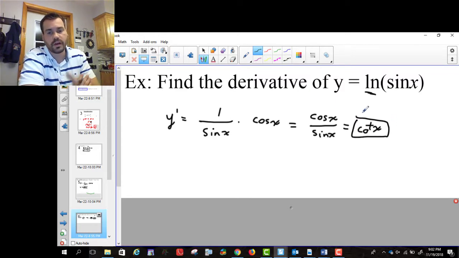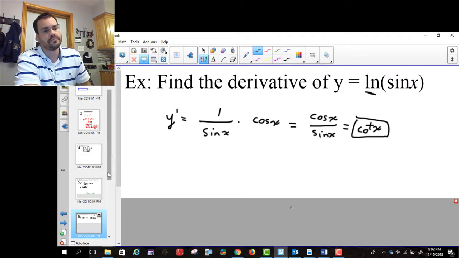We have not been simplifying up to this point because we've just been trying to make sure you know the rules. But if it's a simple simplification, like that one was, then we'll do it.